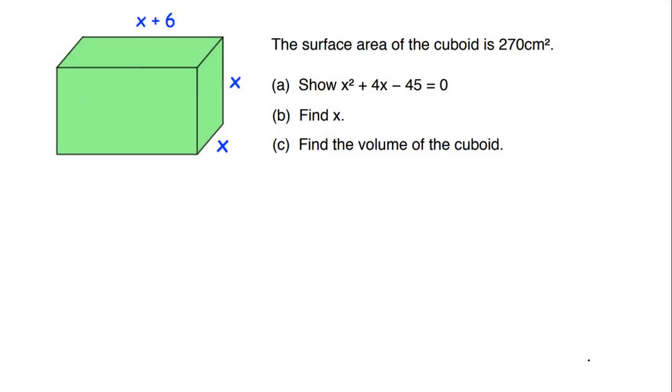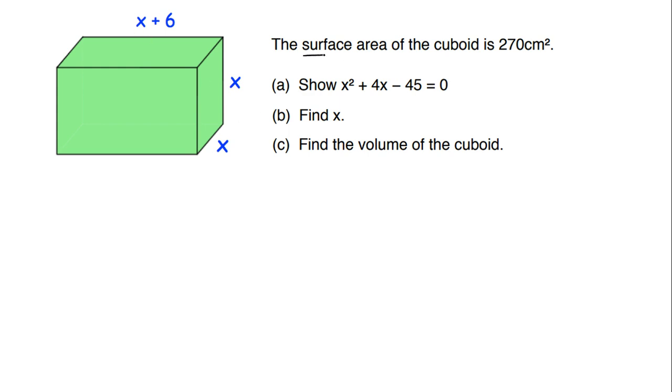Today's question is: the surface area of the cuboid is 270 square centimeters. Show x squared plus 4x minus 45 is equal to 0. That's the first part of the question. The second part says find x, and the third part says find the volume of the cuboid. Now, as you can see, here we have a cuboid on the left, and it has these specific lengths, that is x plus 6, x, and another x.